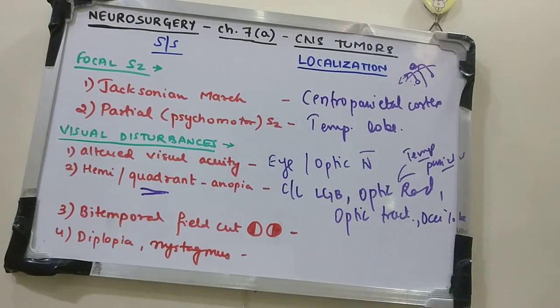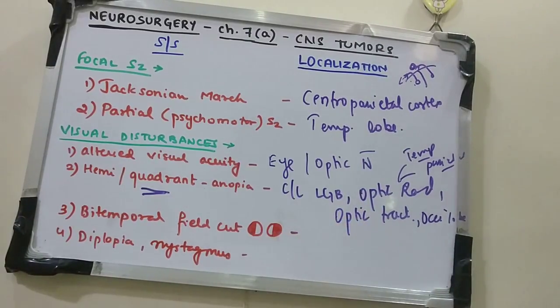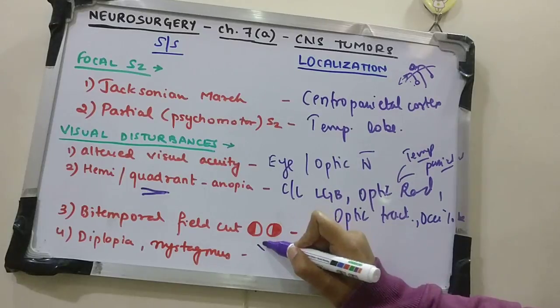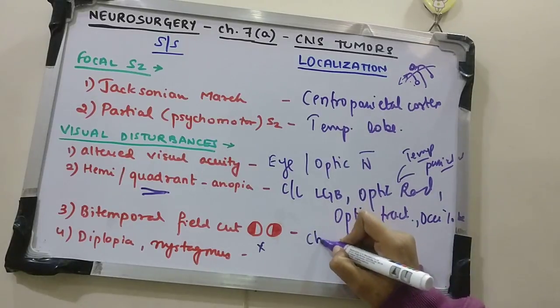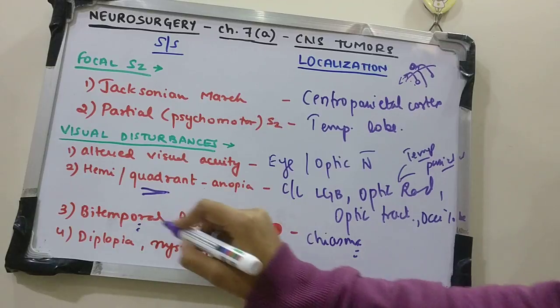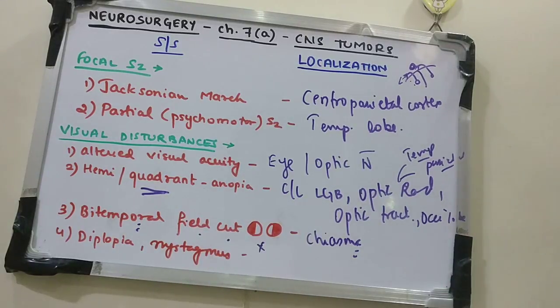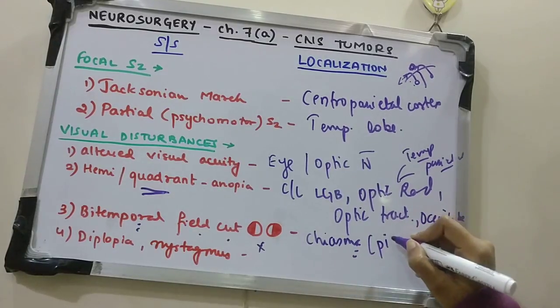Now coming to bitemporal field cut. Bitemporal, the temporal field is lost. It means both your nasal fibers are gone. Where are the nasal fibers so close by? Answer is chiasma. So which tumors will mostly be causing your bitemporal field cuts? What is sitting just above the optic chiasma? Pituitary. So your pituitary tumors will be causing bitemporal field cuts.